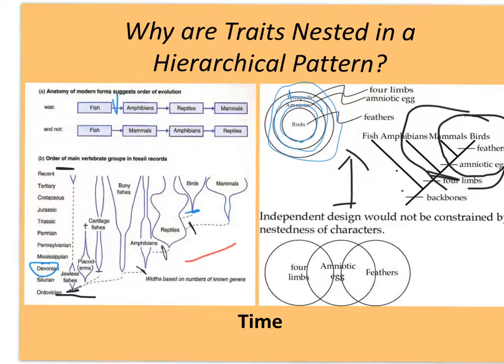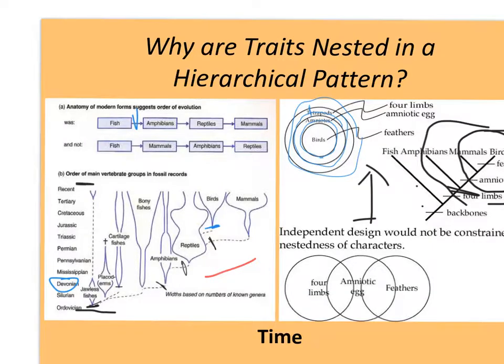So I want you guys to get this idea that there's this hierarchical pattern. The earlier a trait shows up, all the descendants of that ancestor have that trait. A more recent ancestor will have a trait that none of the previous ones actually has. So the traits are nested one within the other based on time. In this case, the outer layer is the oldest, and the youngest layer are the birds.